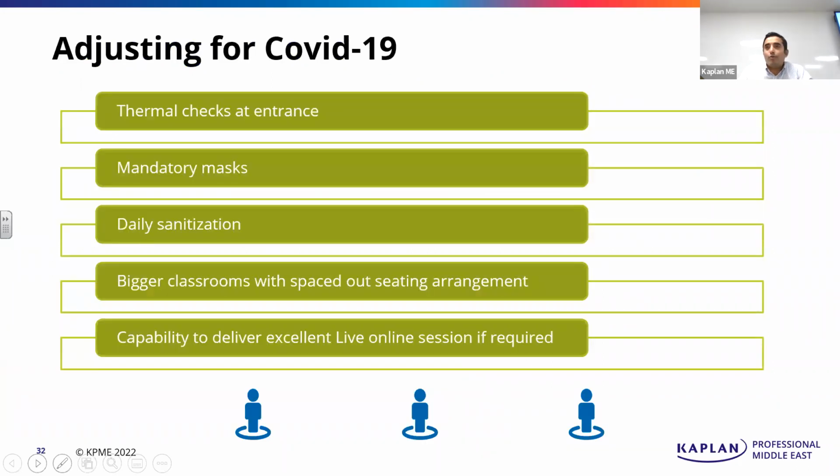Now talking about how we are adjusting for COVID. You would have seen the classrooms are quite big, easily 30 students can sit with a 2-meter distance. Masks are mandatory, although none of us are wearing them right now. Sanitization is being done daily. Thermal checks were being done at the entrance, but in the last few weeks, things have cooled off slightly. Okay.